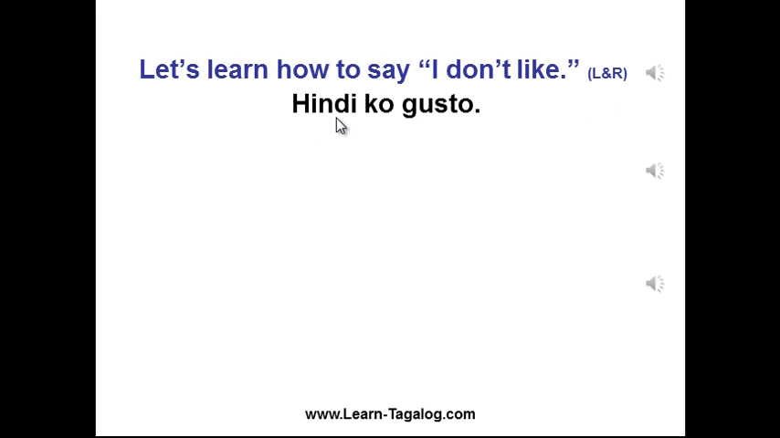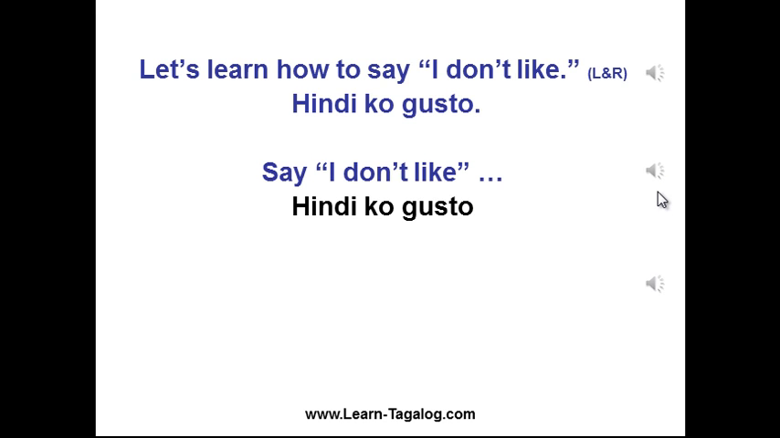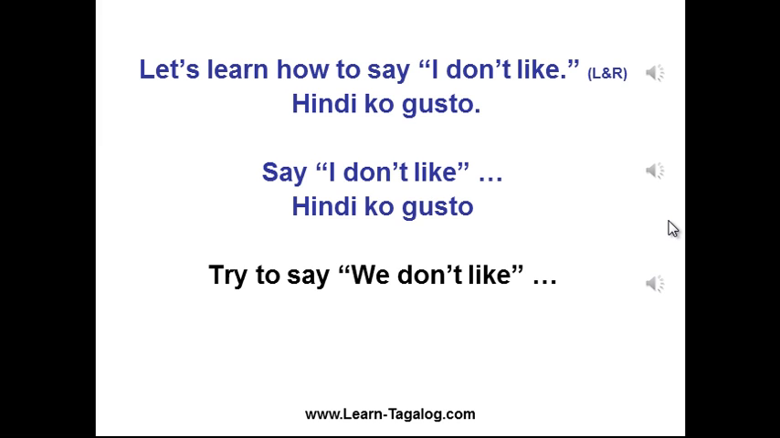Okay. Hindi. We know that as no. And ko, by me, or of me, gusto, we know that, is like or want. So in this case, we're using Hindi as not. Not by me, like. I don't like. Okay? Say, I don't like. Hindi ko gusto. Okay. One more time. Hindi ko gusto. Good.